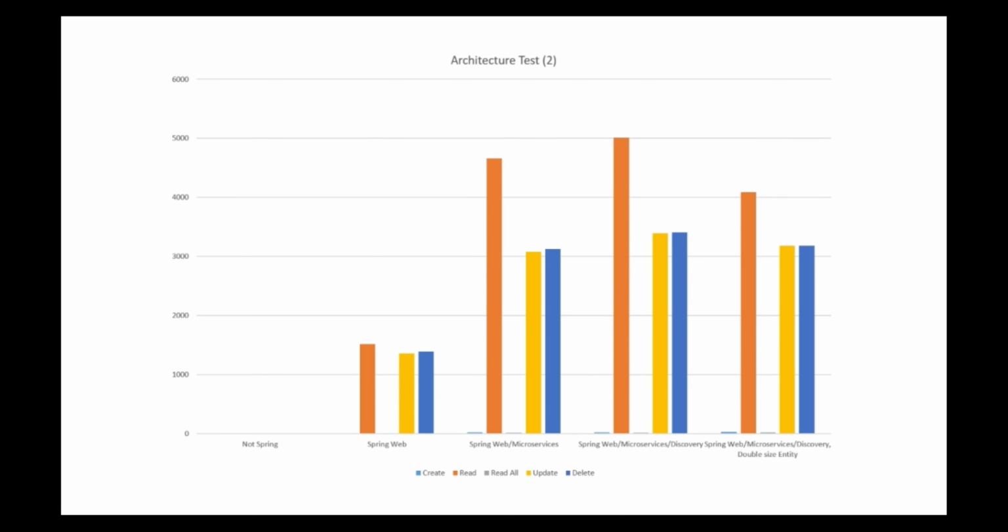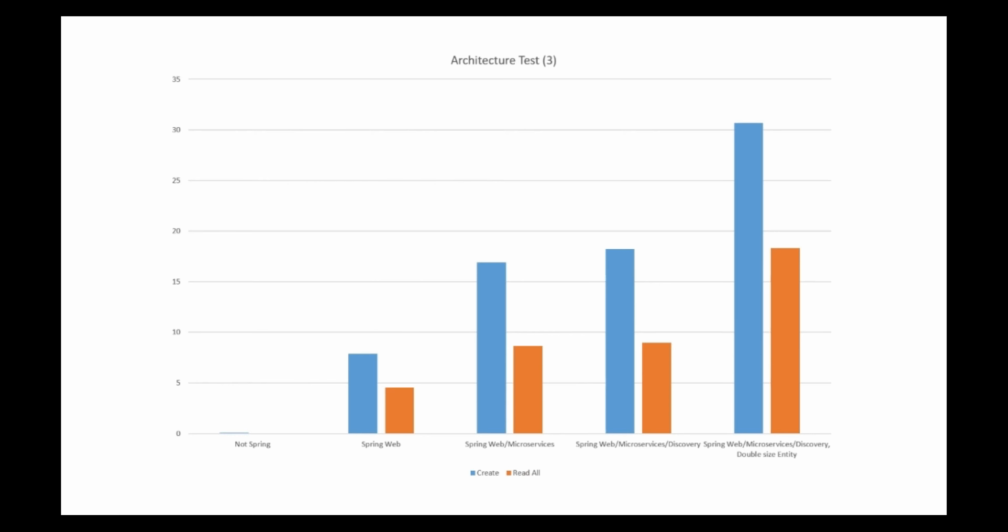So for the next chart, I've taken those non-batch operations out of the result, and we can just see the create and the read all. So this is really like a write and a read of 10,000 records. Not using Spring has just started to show up on the chart there. Obviously this is like fractions of a millisecond.